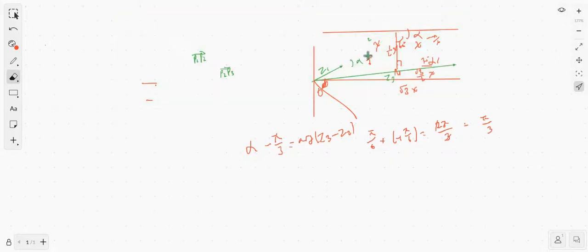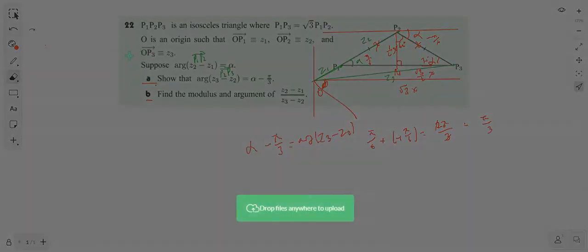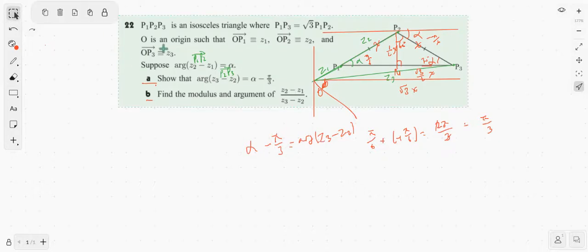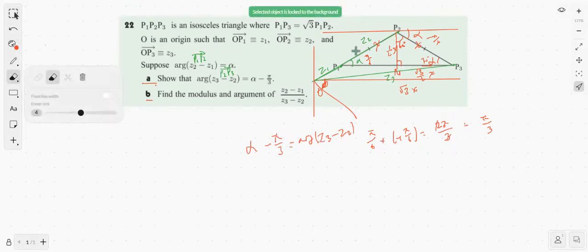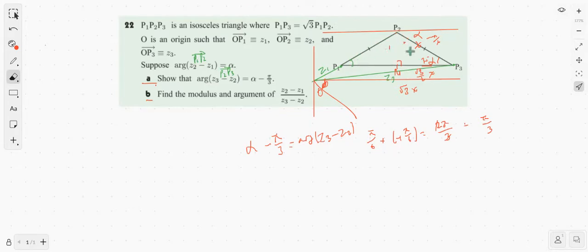I'm going to erase this a little so you can see this better. Okay. Since these two sides are equal in magnitude, the modulus of (Z2 minus Z1) over (Z3 minus Z2) must be equal to 1.